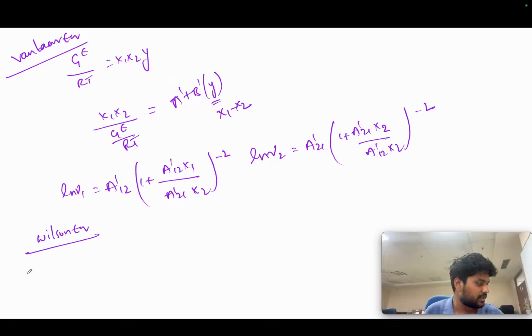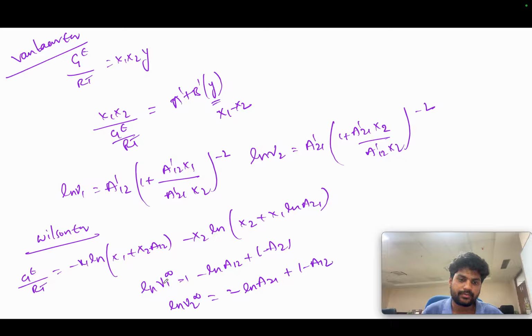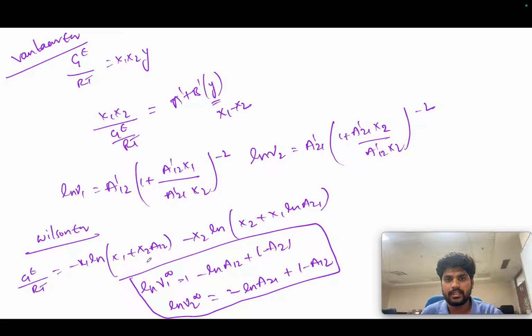The Wilson equation also has two components, which is a12 minus x2 ln of x2 plus x1 ln of a21. As x tends to infinity, this equation will go as ln of plus 1 minus a1, and this infinity goes to minus ln of a21 plus 1 minus a12. I think these equations are clear, and if you have any doubts, we can discuss in the next class.